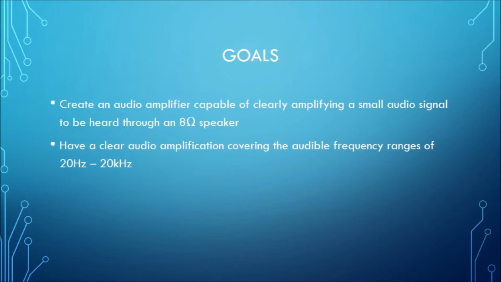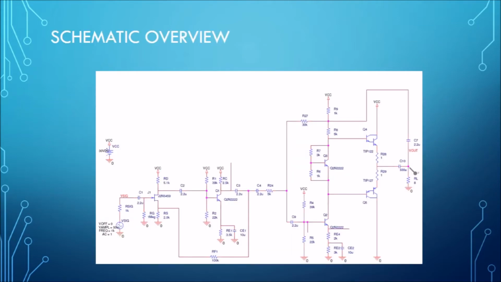improve this project. The primary goal of this project was to create an audio amplifier that is capable of clearly amplifying a small audio signal to be heard through an 8-ohm speaker. This amplifier had to have a very clear audio amplification that could cover the audible frequency range of 20 Hz to 20 kHz. We'll start with an overall big picture of the schematic.